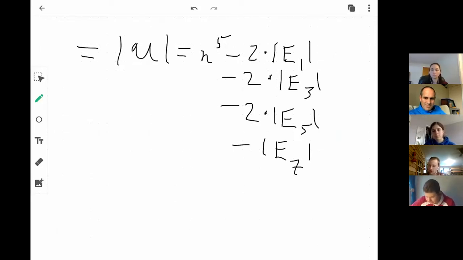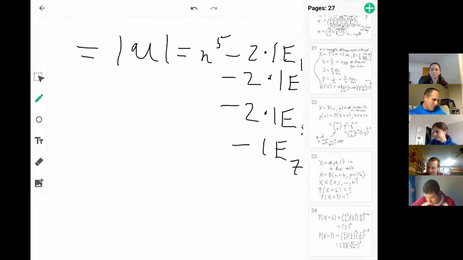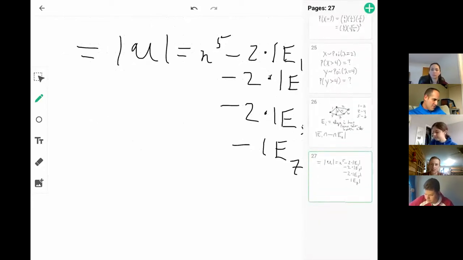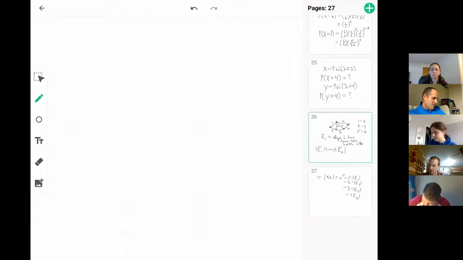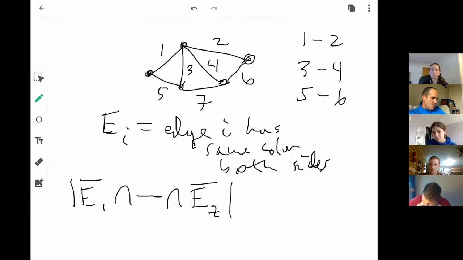I'm trying to remember the diagram. I didn't write it down. Well, here, I'll put it up there for you. I made edge 1 and 2 totally symmetrical with one another, yes? Yes. Okay, and I made 3 and 4 totally symmetrical with one another. I made 5 and 6 totally symmetrical with one another, and then 7 is kind of this anomalous edge, right?